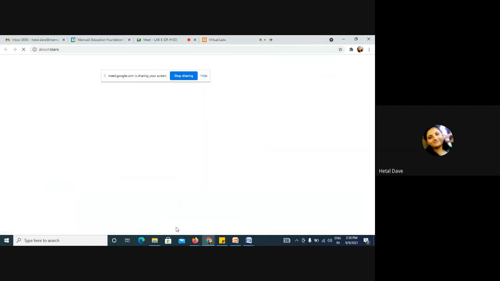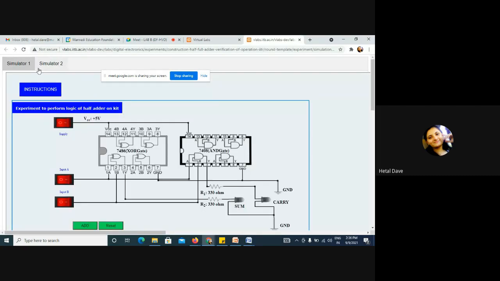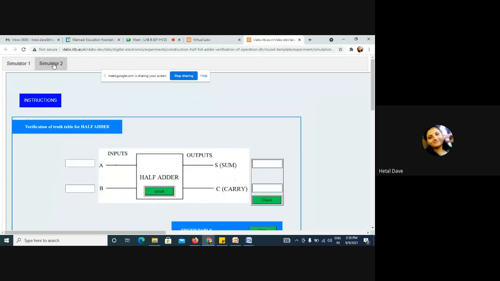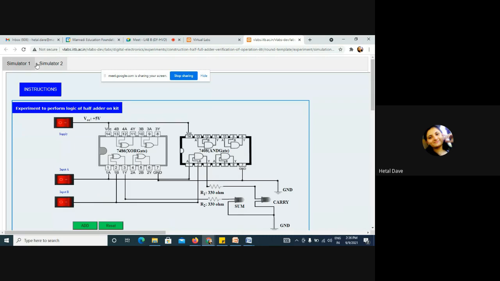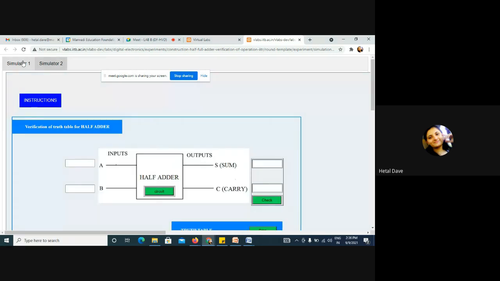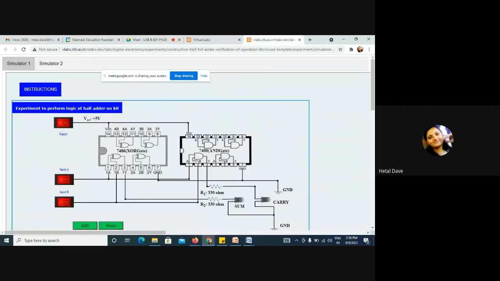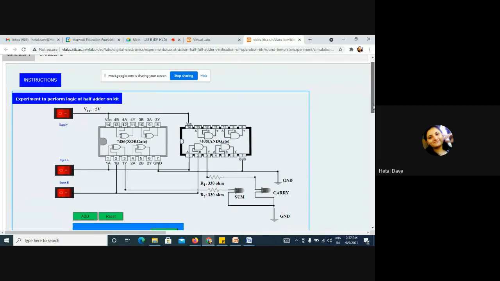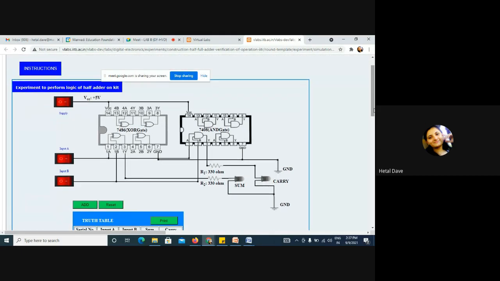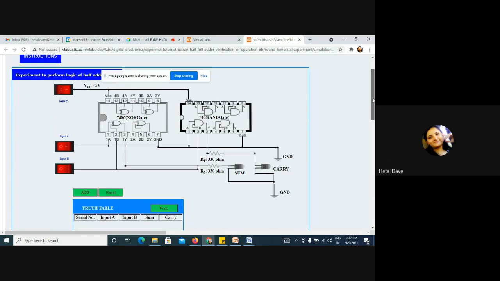You will go to half adder, and here two simulators are given. Online students, I am explaining to you. Everything will be checked using this simulation. If you find any doubt, please let me know. And you need to take a screenshot of your work. Let's say simulator 1, power turned on. Let's say 0, 0. Right now none of the LEDs glow.